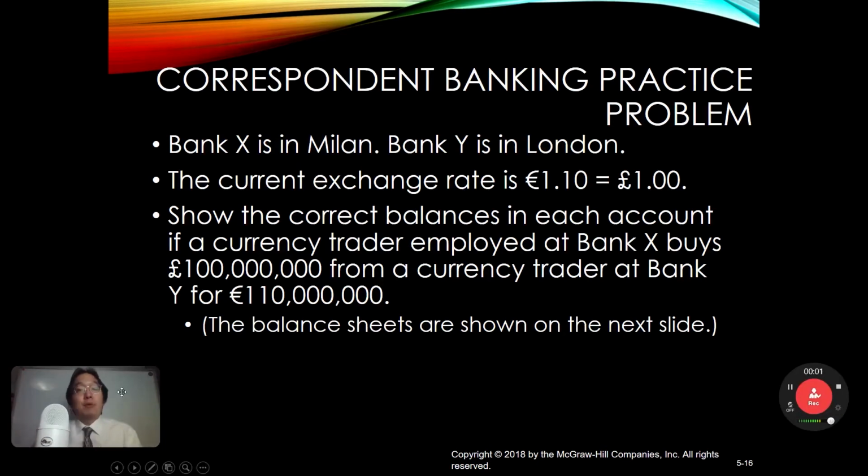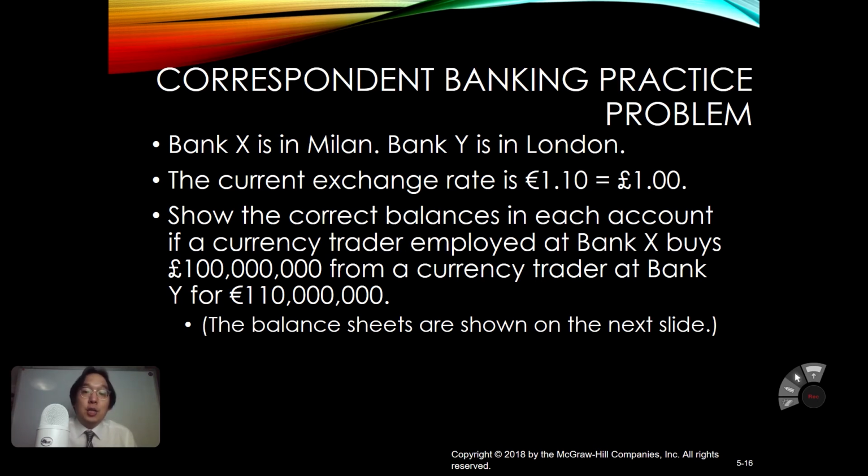Here's another example, a correspondent banking practice problem. Bank X is in Milan and Bank Y is in London. The current exchange rate is 1.1 euro per pound. Now show the correct balances in each account if a currency trader employed at Bank X buys 100 million pounds from a currency trader at Bank Y for 110 million euros.